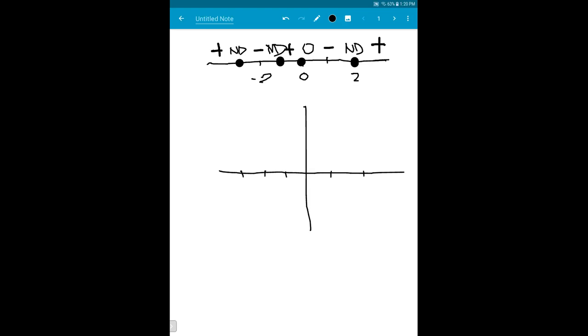You're clear, sir. Okay. So first, plot the intercepts. There's only one intercept. It's both an x and a y intercept. So there's the intercept. And then draw the asymptotes.